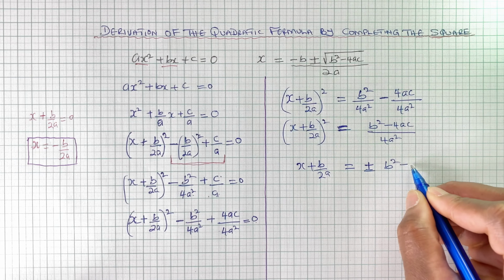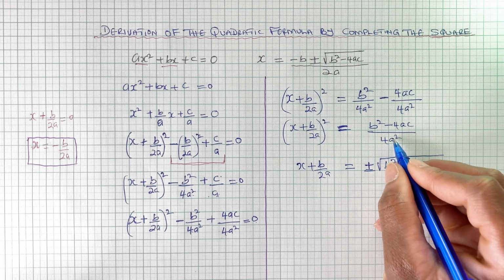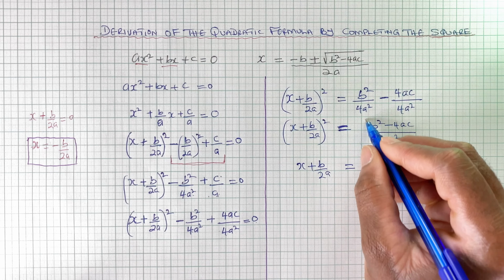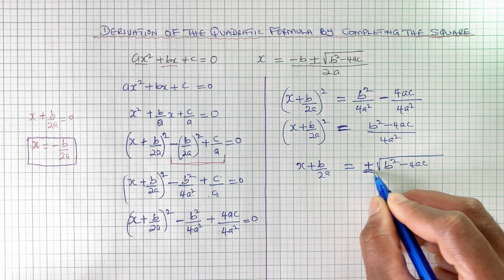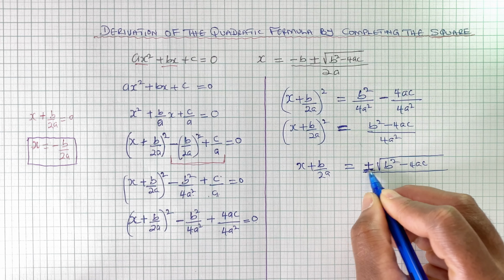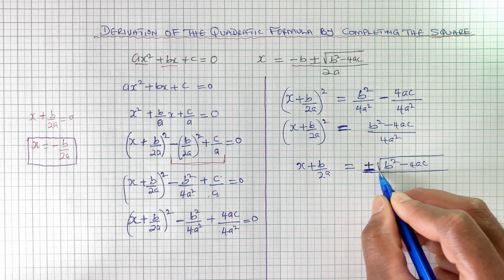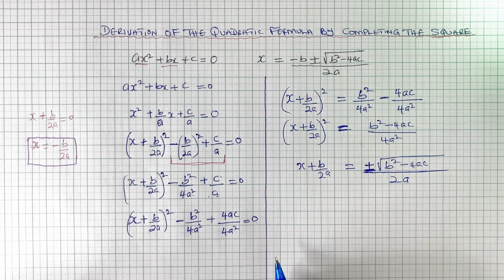b squared minus 4ac square root. I'm also square rooting the bottom because I'm square rooting the whole lot. I have to square root both, all top and bottom. So that'll be divided by, you need a plus or minus by the way, divided by the square root of 4, which is 2. The square root of a squared is a.